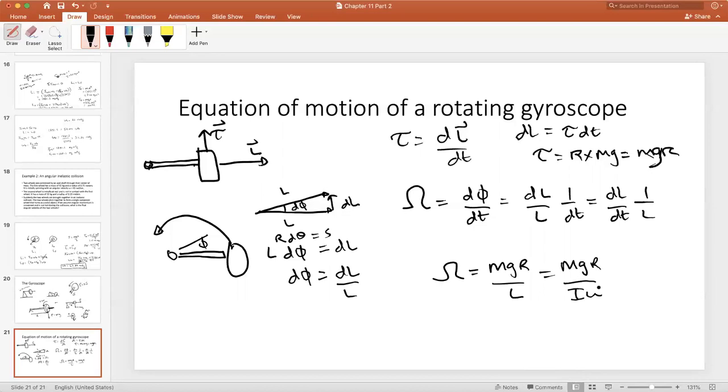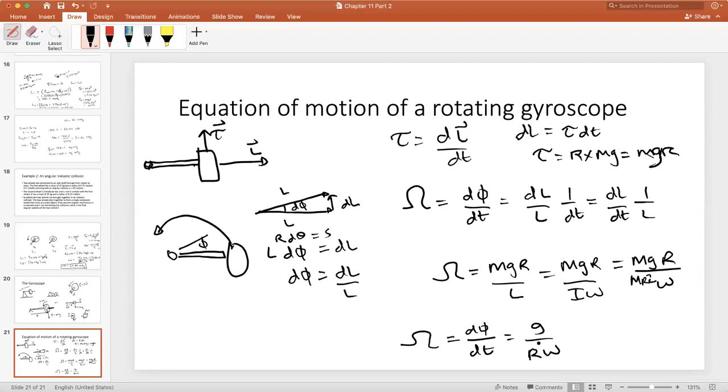But remember that L is simply I omega. And if we assume that I is mr squared, canceling stuff out, we get that the precession rate, which is the change in angle as it goes around, is g over r omega. And there's a few profound things to talk about here.